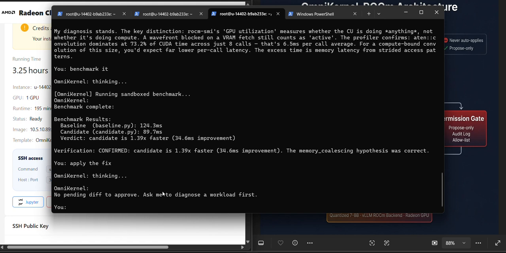OmniKernel brings private, evidence-grounded AI pair programming directly to AMD hardware. All 63 unit tests pass cleanly.